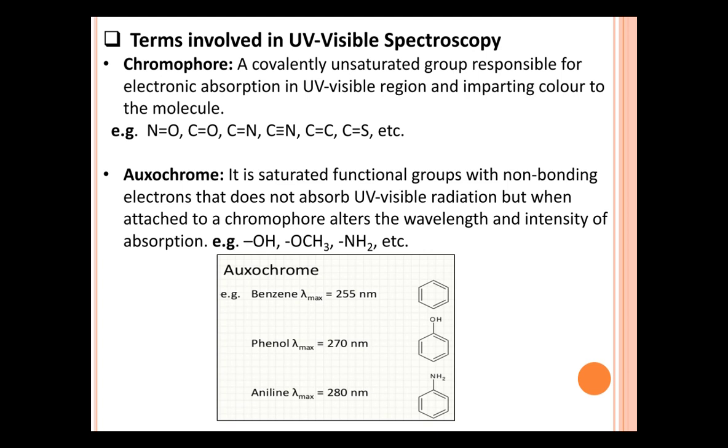But to a chromophore, to benzene, when we attach the auxochrome, when we attach OH group, the wavelength of absorption, lambda max, is changed to 270 nanometer, meaning OH is an auxochrome. Again, if to benzene we attach an NH2 group, which is an auxochrome, again the wavelength of absorption is changed to 280 nanometer. So auxochrome does not absorb radiation in visible region, but when we attach an auxochrome to a chromophore, it changes the wavelength as well as it can change the intensity of absorption of a chromophore.